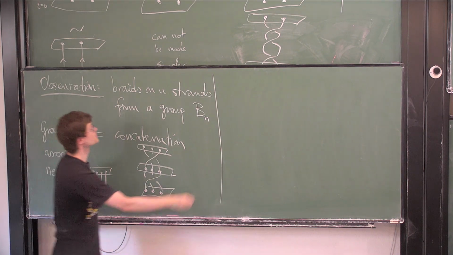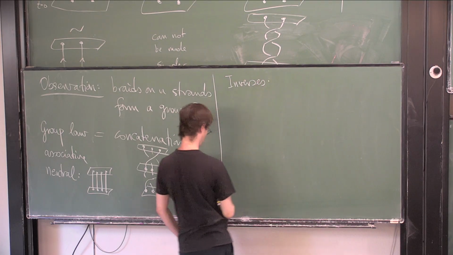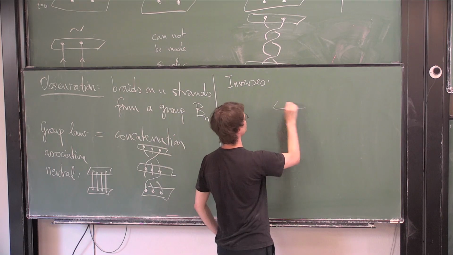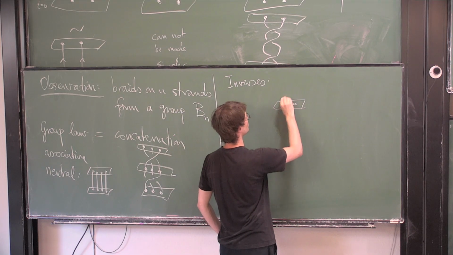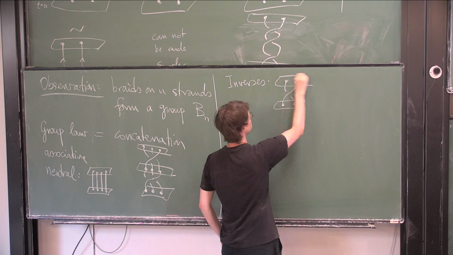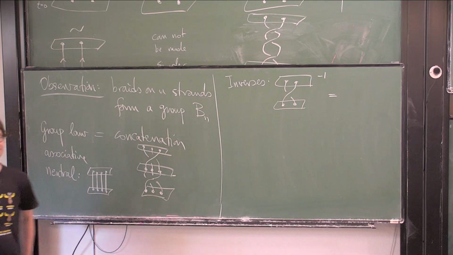And you need inverses. This is maybe a bit harder. So let's see first what's the inverse of this braid. Kind of the elementary braid. This one. This inverse. The symmetric one.